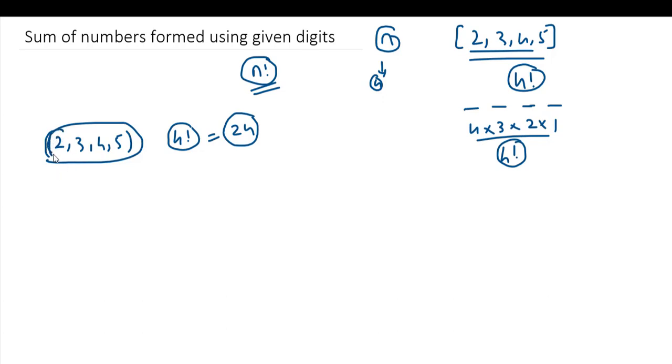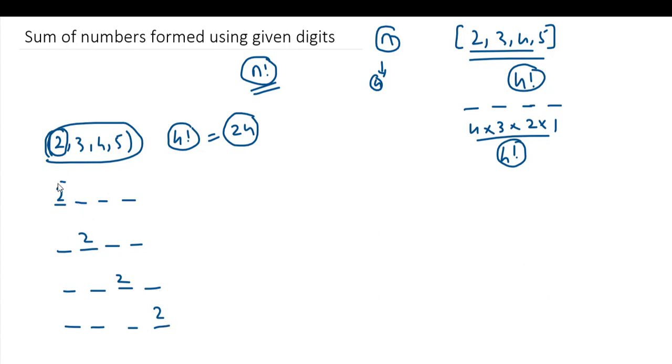If we consider the first digit, let's say 2, this number 2 can occur in any of the 4 places. It can occur in the thousands place. It can occur in the hundreds place. It can occur in the tens place. And it can occur in the units place.